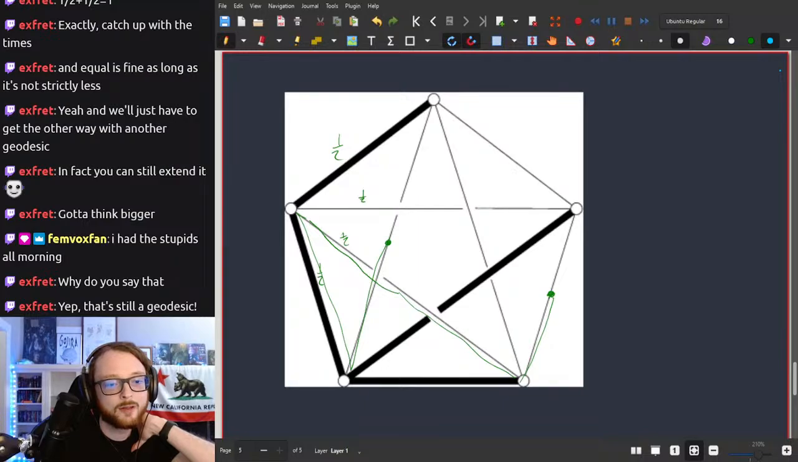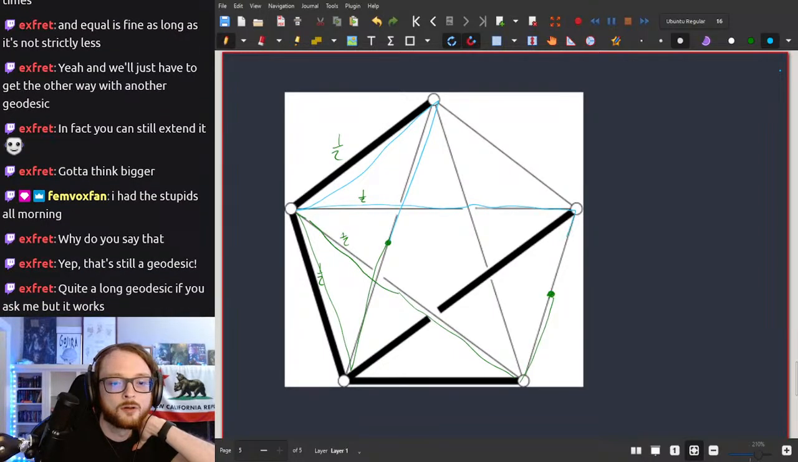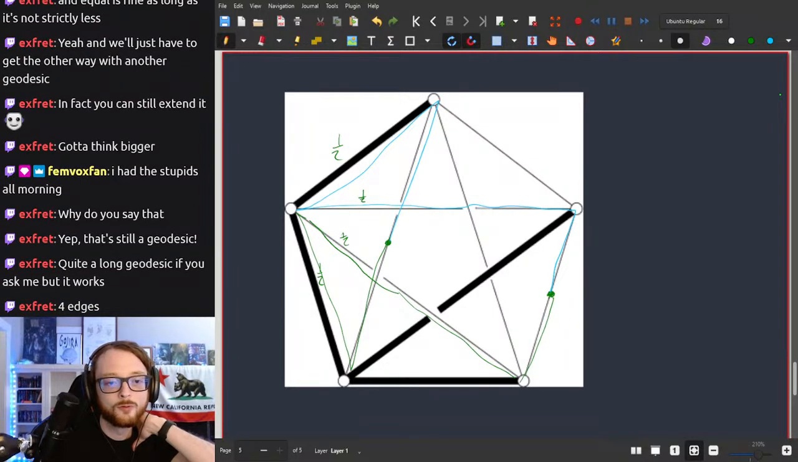Then I could do the reflection of that path, where I go here, here, here, here. It is a long geodesic, yeah. Okay, and then we only have two remaining edges to cover. When I say remaining edges, I mean outside edges, and that we can do with the pattern we were using the last time.